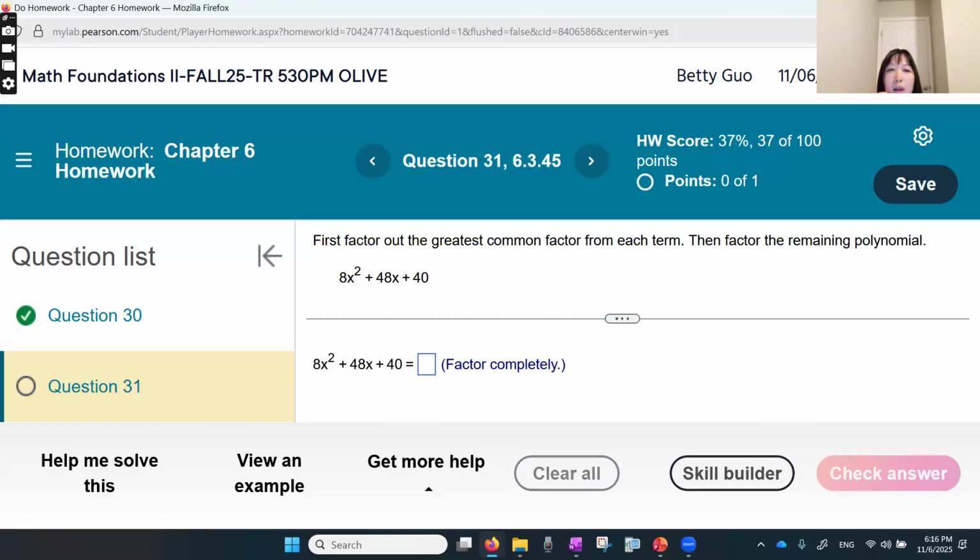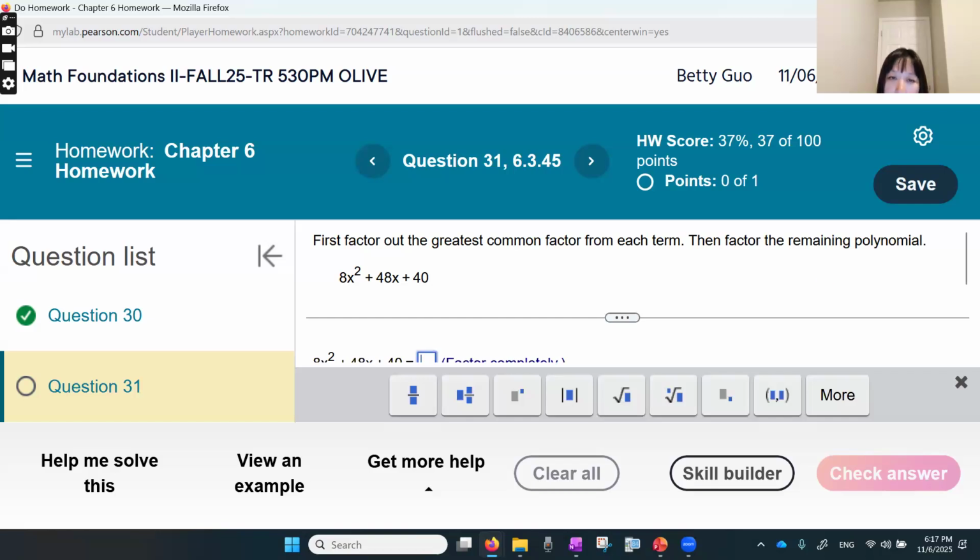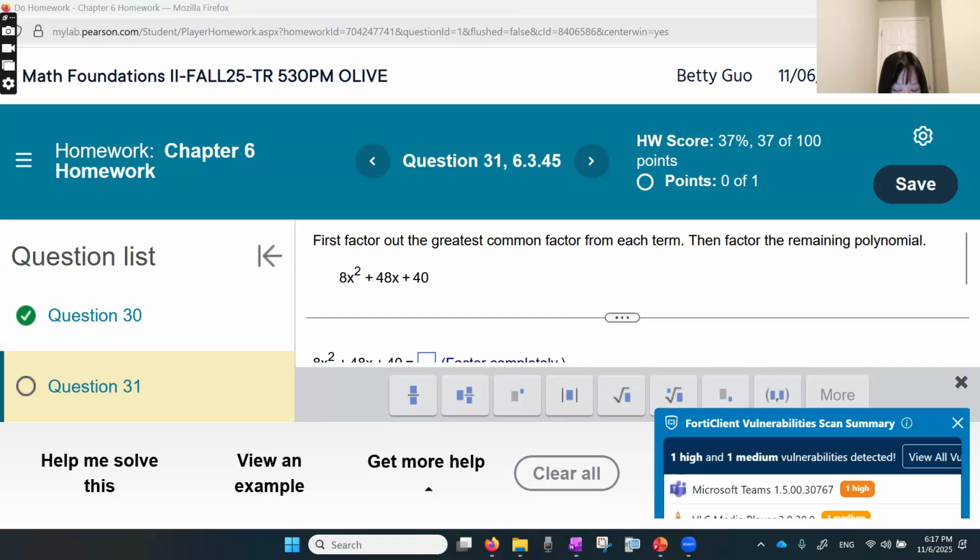You repeat the same type of problem. All right, this one, guys. Does that draw your attention? 8, 48, 40. Does that draw your attention? Yes. What do you need to pay attention to? GCF, awesome, thank you. Factor 8 out: x squared plus 6x plus 5, right? Okay, I got it. So we have 8 out.